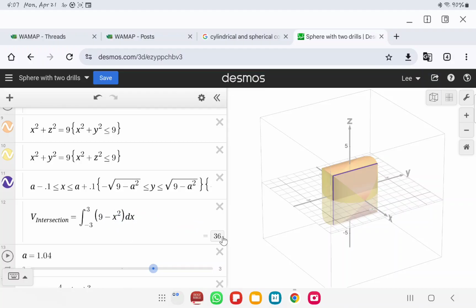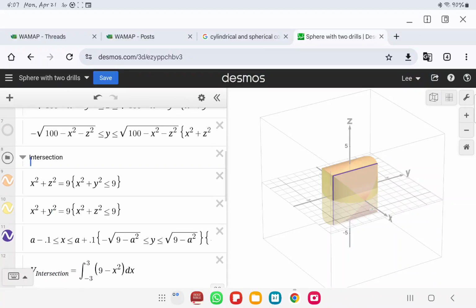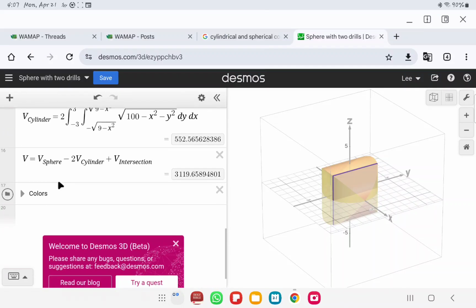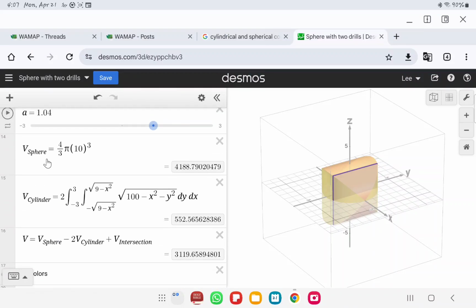So that's kind of it. So there's my volume of the intersection. We've already finished the volume of the cylinder pieces, and then we just need to put them all together.